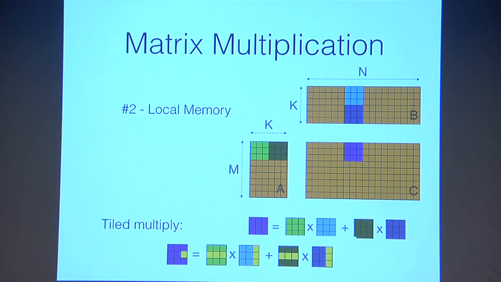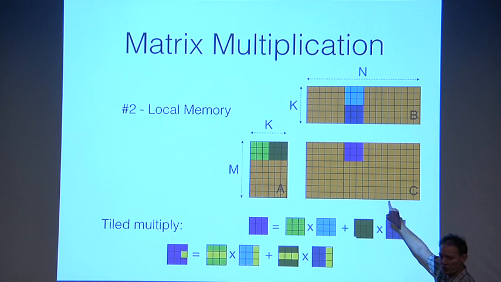Primarily to reduce the number of reads from global memory. And he does this with a tiled multiply scheme, right? He can't necessarily cache enough to load in all the work he's going to do at once, do all the work, and then write out the answer. So they do it in a tiled approach.